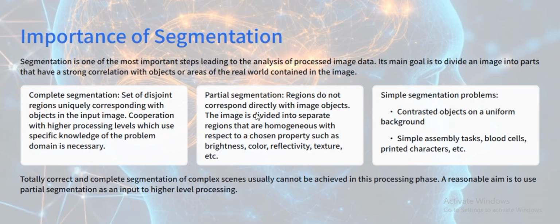In partial segmentation, we are going to divide based on these properties which are very needed for image classification. The main thing I am trying to tell is that, instead of complete segmentation and simple segmentation, the more popularly used segmentation method is partial segmentation, friends.